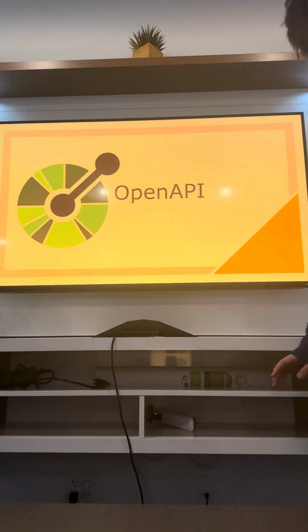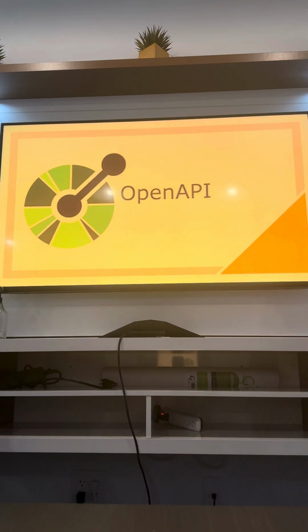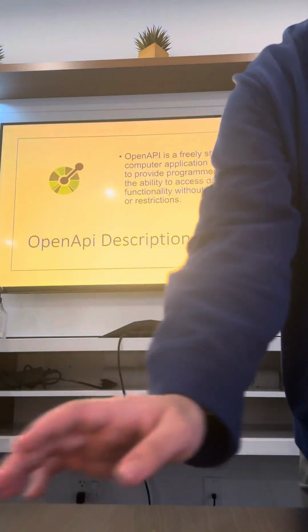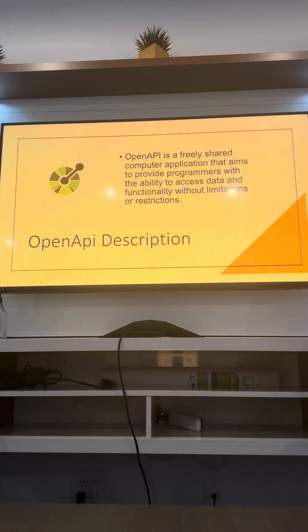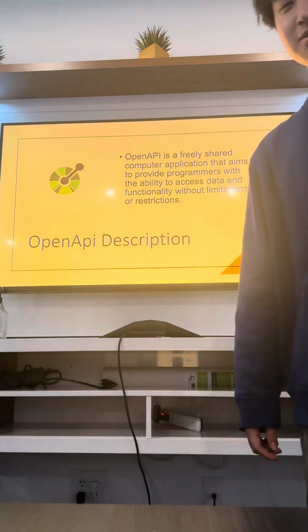Okay, so this is our presentation on OpenAPI. So, OpenAPI description. OpenAPI is a freely shared computer application that aims to provide programmers with the ability to access data and functionality without limitations or restrictions.